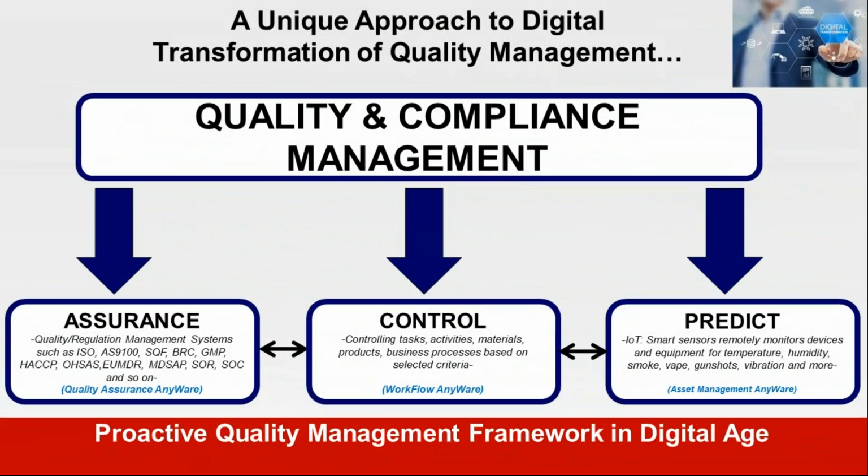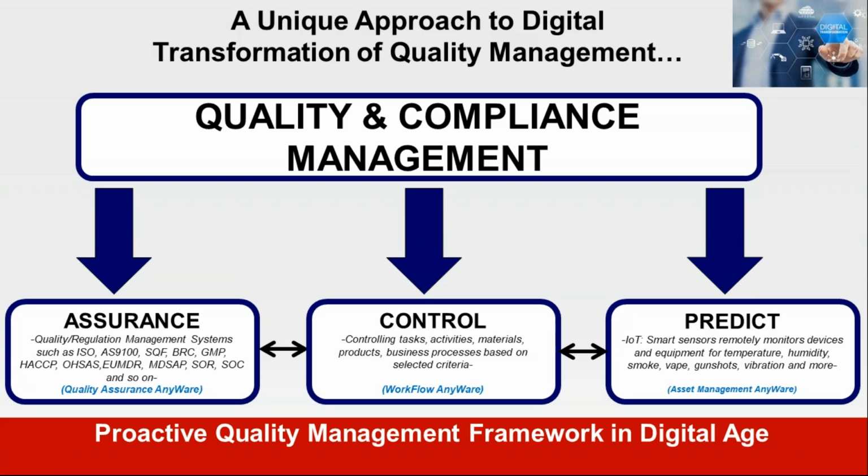So, having said that, in this digital age, we have this framework that we put together. This framework is a proactive quality management framework, as we call it. It has 3 pillars: assurance, control, and predict. Assurance means the quality management standard that you are complying with. That may be ISO 9001. That may be ISO 13485 if you are a medical device company. That may be AS 9100 for aerospace companies, for example. That is the system that you are running in your organization.